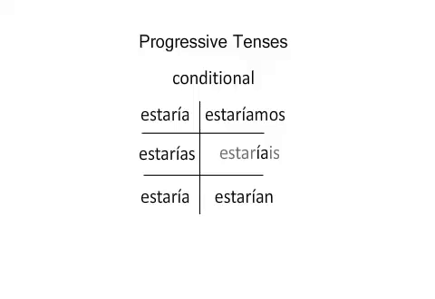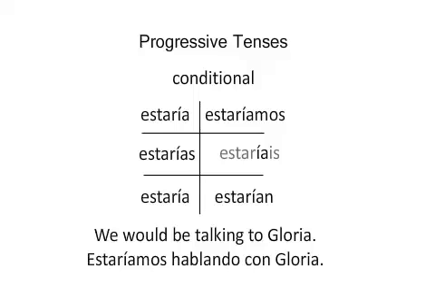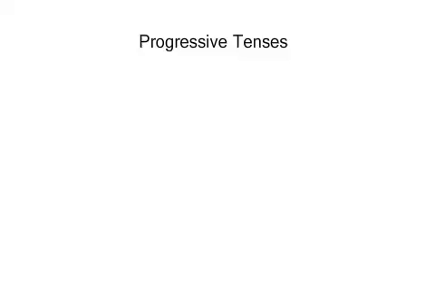And we can even use a conditional progressive tense, which would be a hypothetical situation. We would be talking to Gloria. Estaríamos hablando con Gloria. So the progressive tenses increase, by a small degree at least, our ability to make small distinctions or nuanced distinctions between things that we want to say.